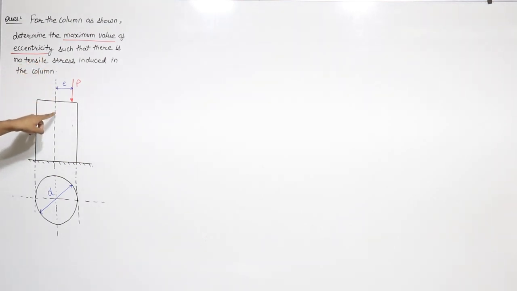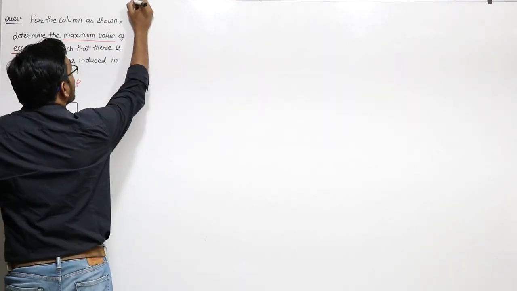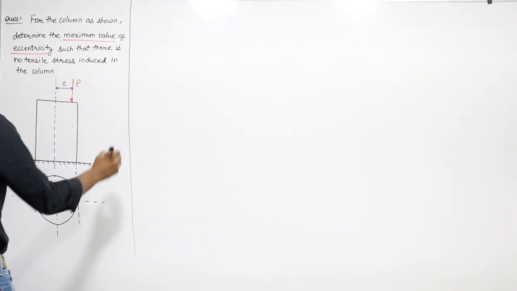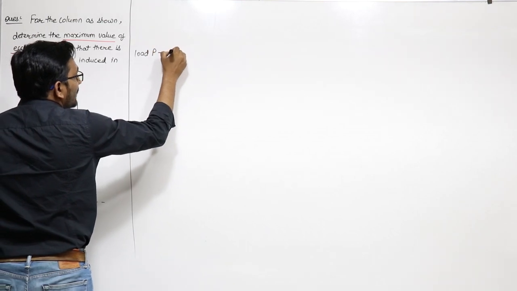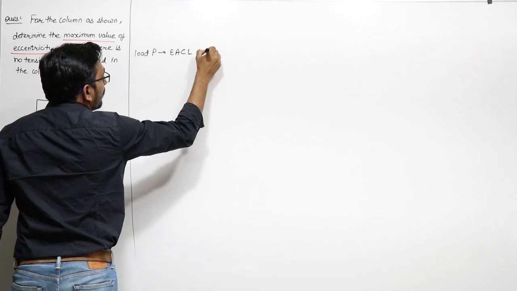This is the longitudinal axis of the column and these are the centroidal axes in the plane of the cross section. So let us solve for this. We can say that the load P is an eccentric axial compressive load for the column.